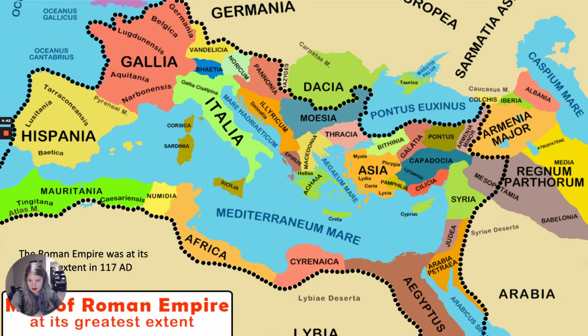So you can see Italy, Italia there, which is of course where Rome is. But the empire spreads all the way out like this. And this is all of the Roman territories at, well, not all of them because you can't see the UK up there, but this is the Roman Empire when it was at its greatest extent, which it was in 117 AD.